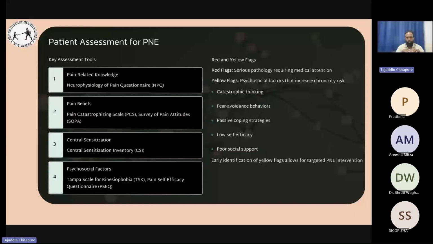These are all questionnaires you can use before and after treatment, which will give a positive impact on the patient along with the exercises, right? So you need to find out the red flags and yellow flags. Early detection of yellow flags allows for targeted PNE intervention, whether the patient needs a psychological intervention, such as cognitive behavior therapy with a psychologist. So you need to find out the multidisciplinary approach, but before that, you should know exactly what the problem is in your patient. It could be catastrophic thinking, fear avoidance behavior, passive coping strategy, low self-efficacy, or poor social support, which we need to find out, right?